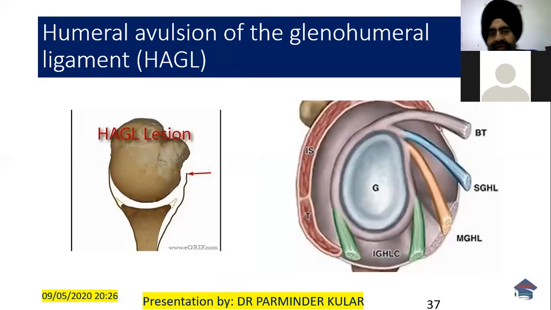So these are the common ligaments around the shoulder: superior, middle, inferior glenohumeral ligaments, the bicipital tendon, and there is a lesion called the HAGL lesion. Commonly we call it the HAGL lesion. It is the humeral avulsion of the glenohumeral ligament.